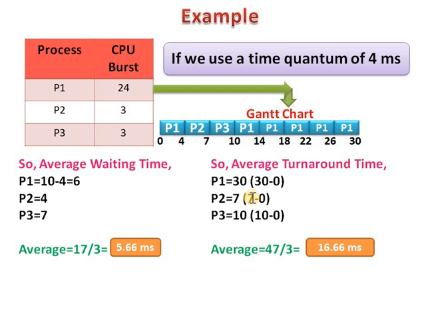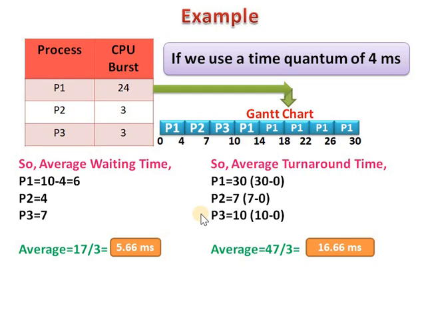The turnaround time denotes the interval from the time of submission of a process to the time of completion. Here the time of submission for all the processes is considered 0. So for process P1 the turnaround time is 30 minus 0, because completion of the process is done at 30, minus submission, which is considered 0 for all processes.